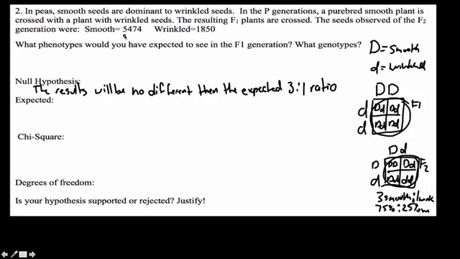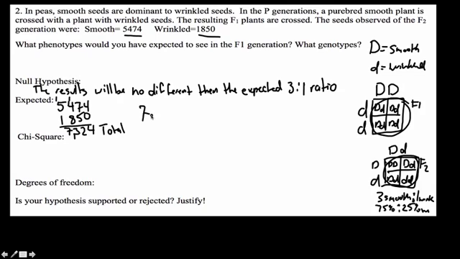Here, this tells us what the outcome was. So we add those together: 5,474 plus 1,850. We get 7,324. So this is our total. Now, if that's how many there are altogether, we want to calculate what we should expect based on our ratios. There's a 3-to-1 ratio, so 75% should be smooth and 25% should be wrinkled. So we multiply that number by that.